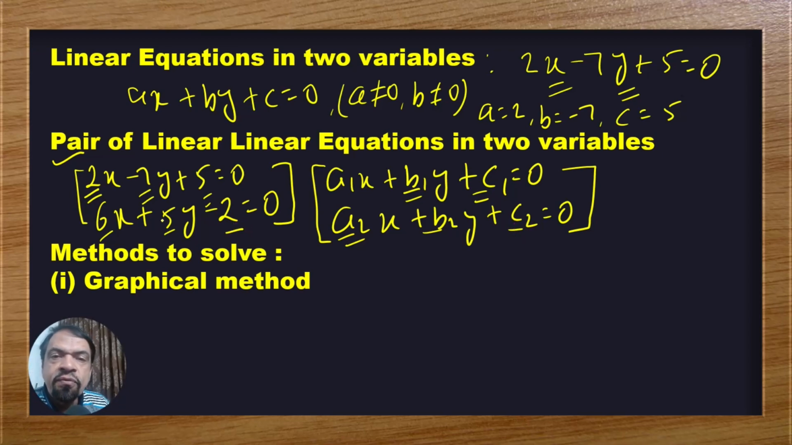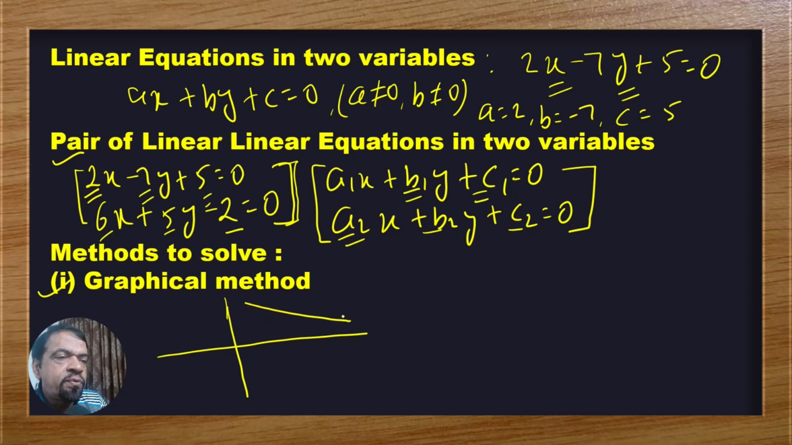In this chapter we will solve the pair of linear equations with different methods. So the first method is the graphical method. For example, for this pair of linear equations, if we draw the graph, these are the x-axis and y-axis, and the graph of the two equations is like this. So this is called the intersecting graph, and this will give one solution. One solution means one point of intersection gives the x-axis number and y-axis number.